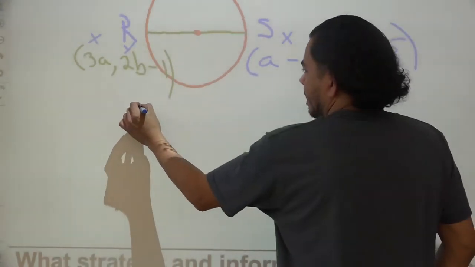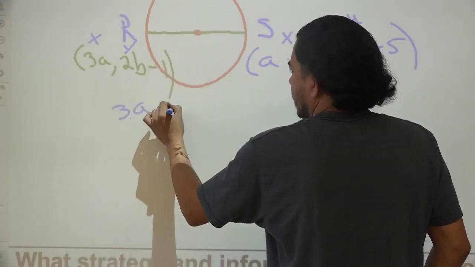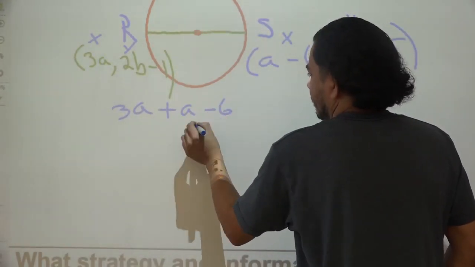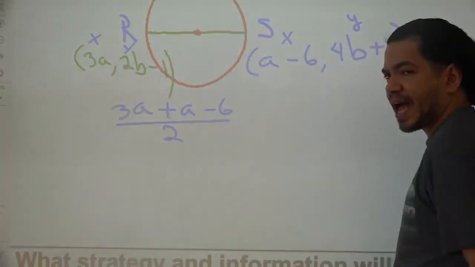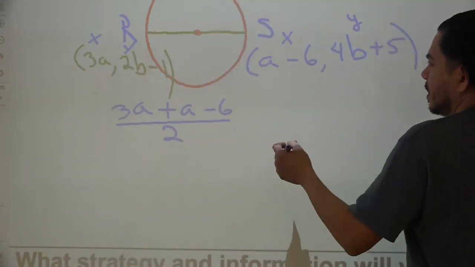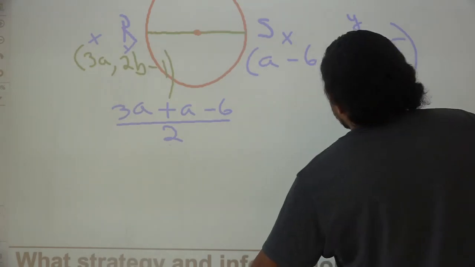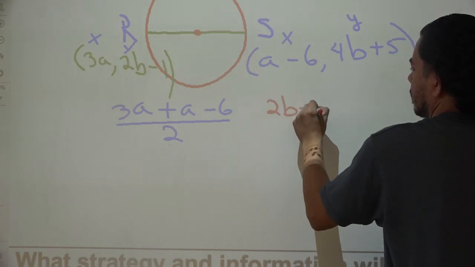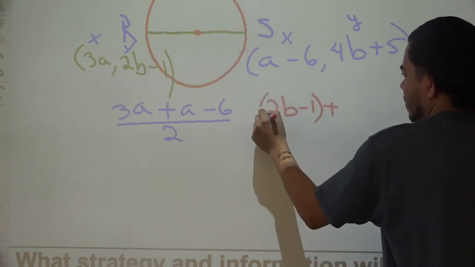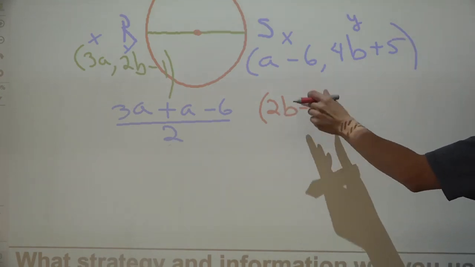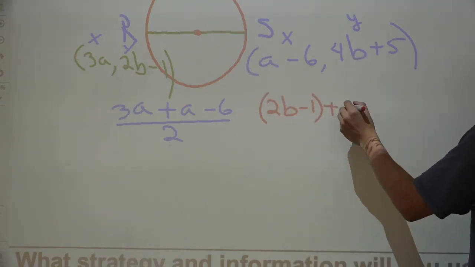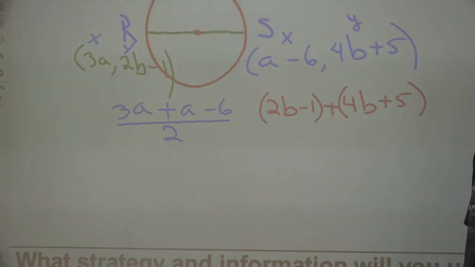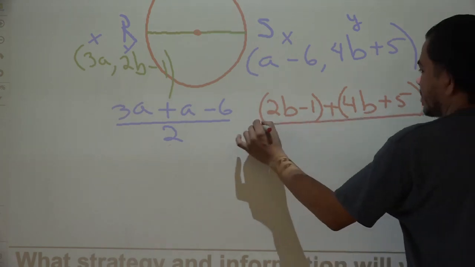Alright, so let's add the x's. So 3a plus a minus 6 over 2, correct? Because we're finding the average. We added them and we divided by 2. And for the y, we have 2b minus 1 plus, okay, let's put this in parentheses so we understand which is which. Okay, so 2b minus 1 plus 4b plus 5. Not difficult, right? Oh, shoot, yes, you're right, divided by 2.